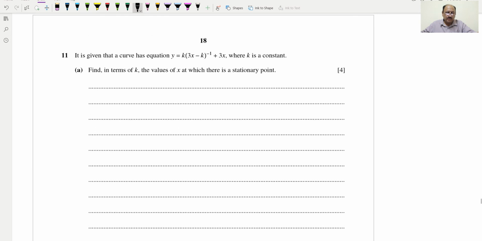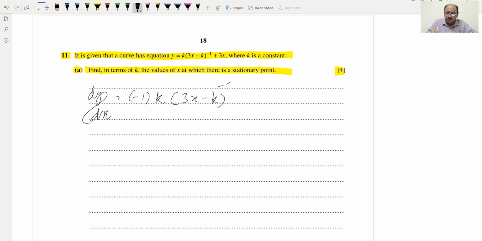This is done. Now question number 11. It says it is given that the curve has this equation, where k is a constant. A part: find in terms of k the value of x at which there is a stationary point. For a stationary point we know we are finding dy by dx and putting it equal to 0. So dy by dx will be what? We take -1 first, and k as it is constant, so 3x minus k raised to -1, so it will be -2 into the derivative of this inner portion which is 3, we will write here, plus the derivative of 3x will be 3, so we will write here 3.